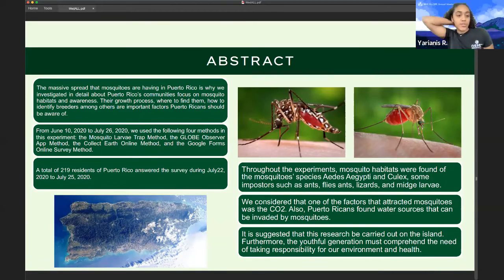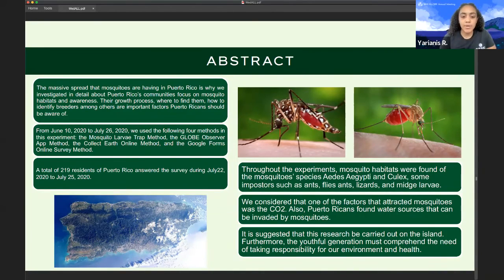From June 10th of 2020 to July 26, 2020, we used the following 4 methods in this experiment: the mosquito larvae trap method, the Globe Observer app method, the Collect Earth Online method, and the Google Forms online survey method. A total of 219 residents of Puerto Rico answered the survey during July 22 to July 2025. Throughout the experiments, mosquito habitats were found of the mosquito species Aedes aegypti and Culex. Some imposters, such as ants, fly ants, lizards, and midge larvae, were found.